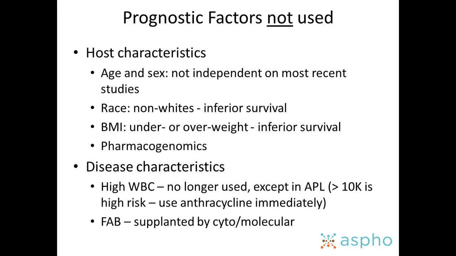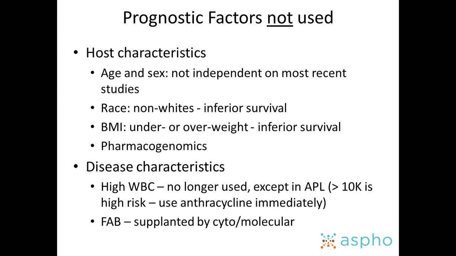There are a number of prognostic factors that have been identified in AML that are not used in current risk stratification schemes, and those are shown here on this slide. First of all, host characteristics like age and sex have not been independent in most recent studies of AML. In terms of race and ethnicity, non-whites have an inferior survival. Body mass index: patients that are markedly over or underweight have inferior survival in AML. And then there are host characteristics increasingly being discovered in pharmacogenomic polymorphisms that have to do with outcomes, but these are not typically incorporated prospectively into risk stratification schemes.